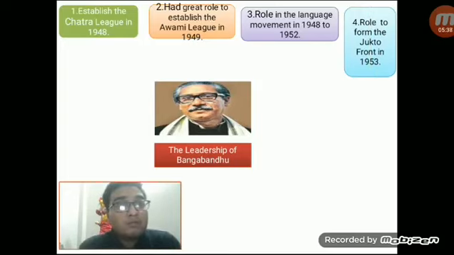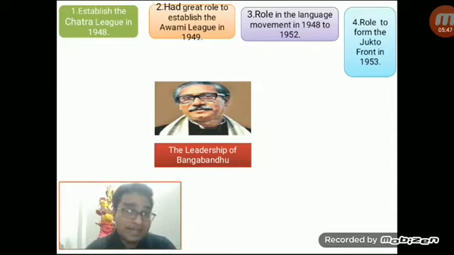Role in forming the Jukto Front in 1953. In my previous class, I discussed the United Front election. The United Front election occurred in 1954. To defeat the Muslim League, the opposition political parties of East Pakistan made an election-time coalition named the United Front or Jukto Front. To form the United Front, Bangabandhu Sheikh Mujibur Rahman had a great role.